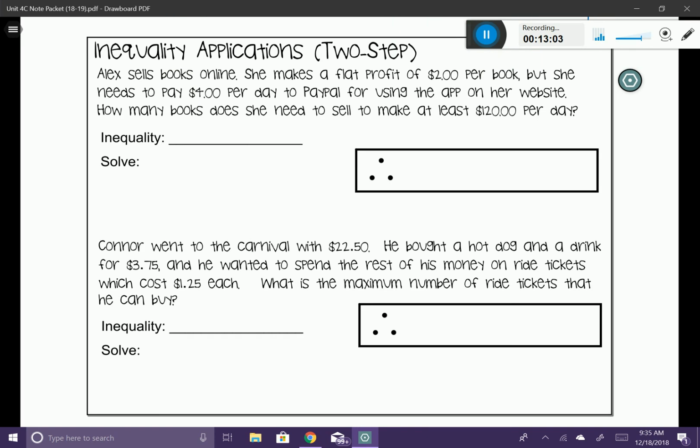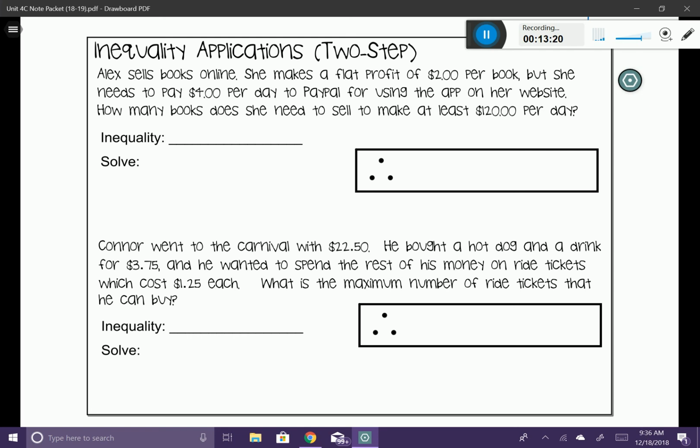Alex sells books online. She makes a flat profit of $2 per book, but she needs to pay $4 per day to PayPal for using the app on her website. How many books does she need to sell to make at least $120 per day? All right. Let's go ahead and see here.